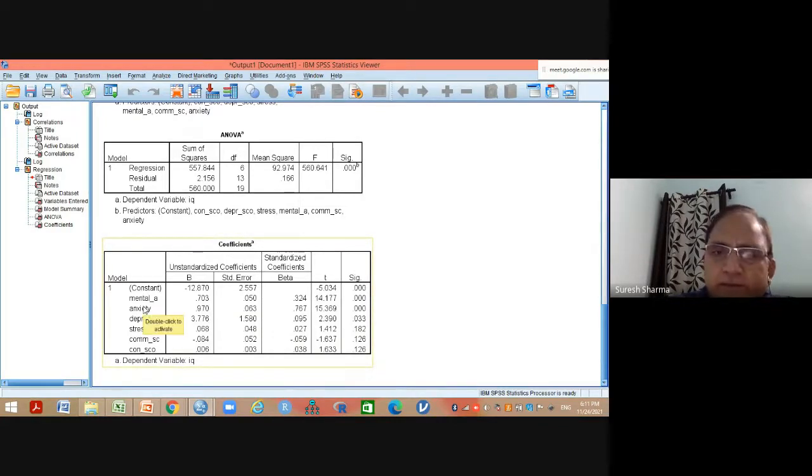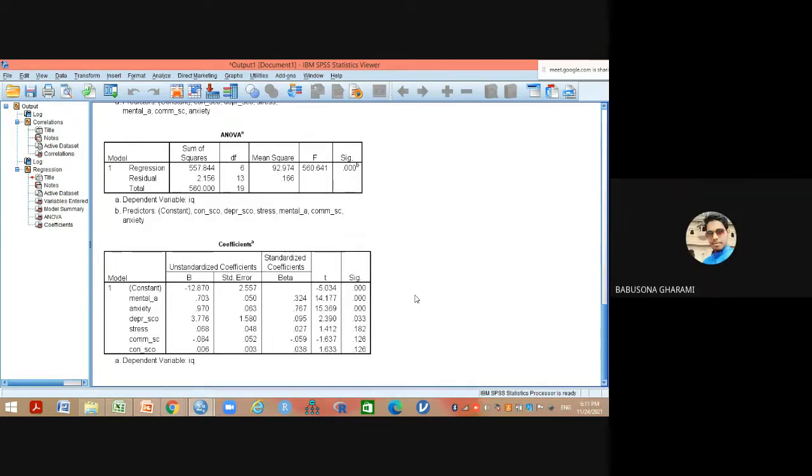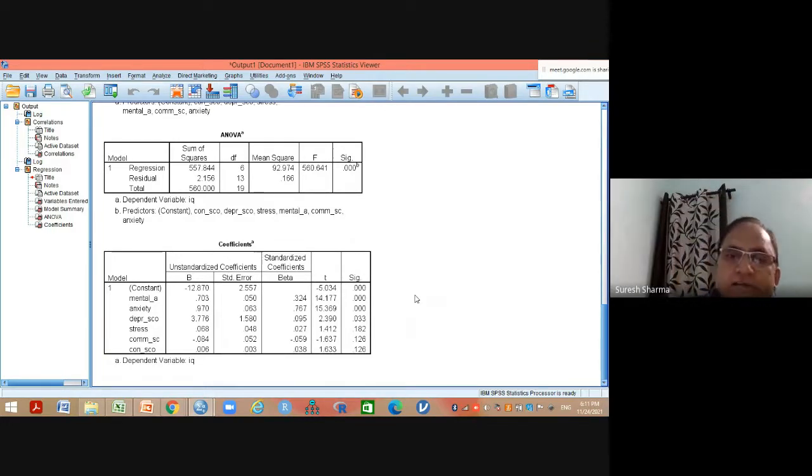Let's look at anxiety. This p-value is again less than 0.05. So anxiety is also important to predict IQ. Let's look at depression score. What about the p-value of depression score? 0.033. Is it less than 0.05 or more than 0.05? Less than. So if it is less than, it is still important to predict IQ. That means depression score is also important to predict IQ.